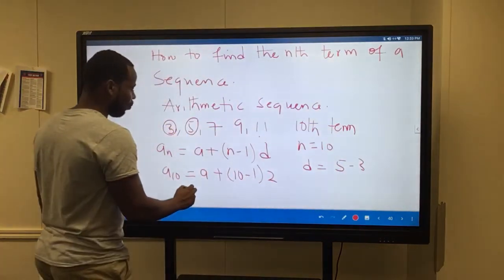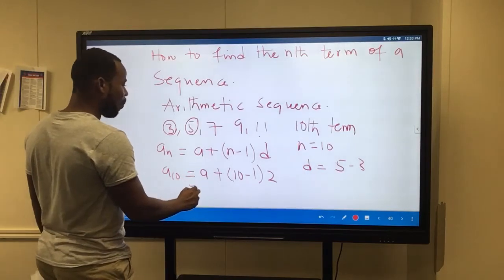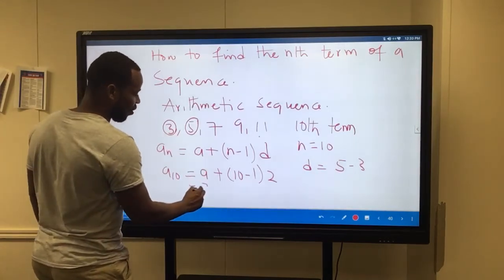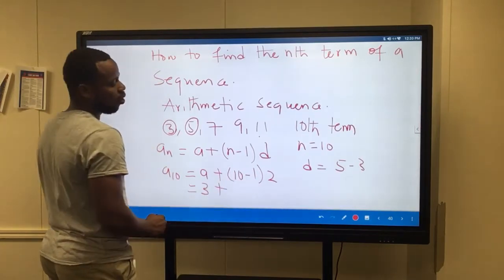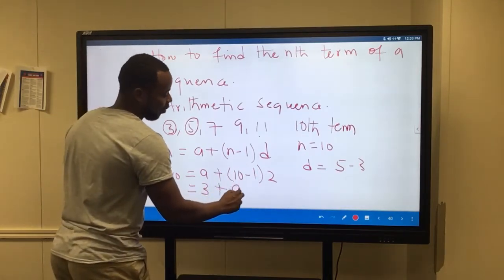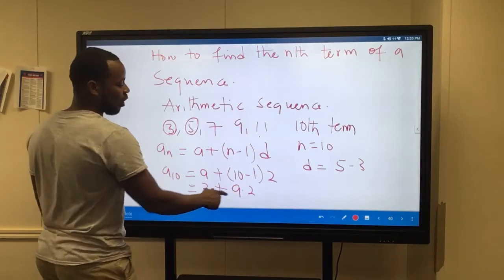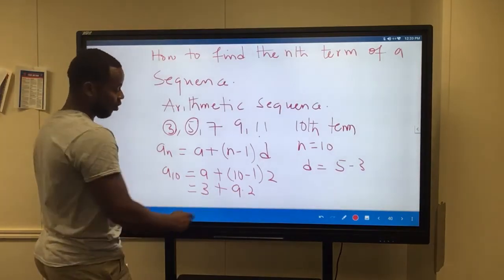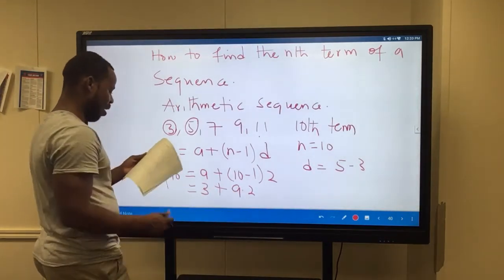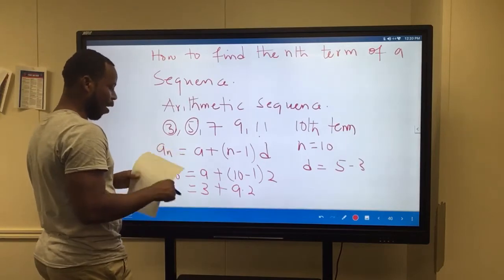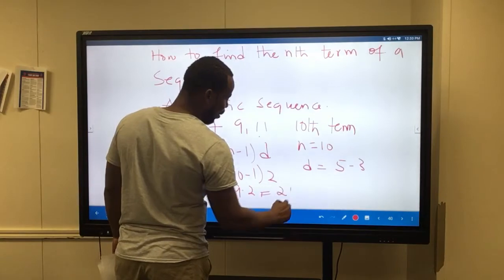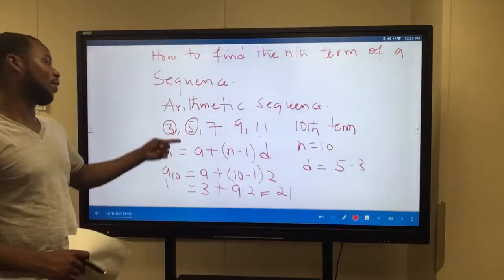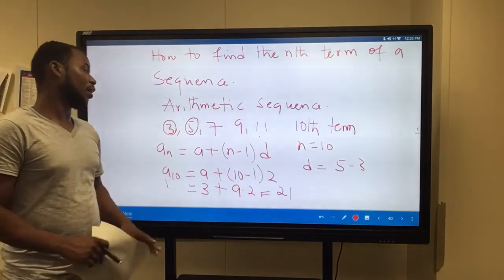Okay, so now my a is 3. That's the first term, plus 10 minus 1 is 9, times 2. So this is 18, right? This is 18 plus 3, and that is 21. So if you want me to find the 10th term of this sequence, it is 21.